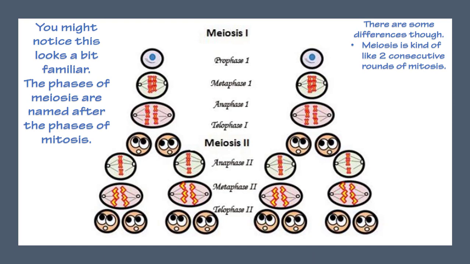Here's a schematic of the phases of meiosis. We have meiosis 1 and meiosis 2. So you might notice that this looks a bit familiar because the phases of meiosis are named after the phases of mitosis. There are some differences though. Meiosis, you can think of it as kind of like 2 consecutive rounds of mitosis, but there are some significant differences.